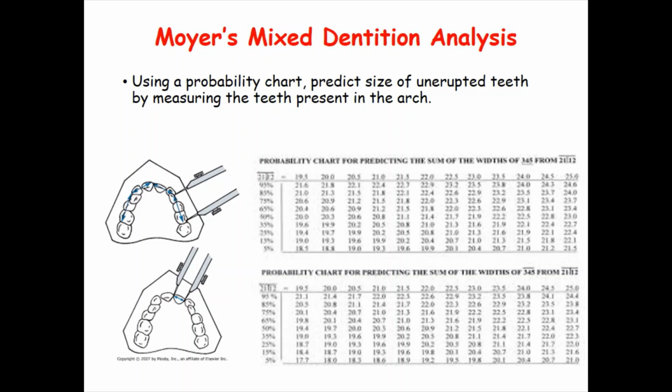The space available is measured using a brass wire extending from the mesial surface of the permanent mandibular first molar on one side to the mesial surface of the mandibular first molar on the opposite side. And this gives the space that is available. So the difference between the space available and the space needed gives the discrepancy.